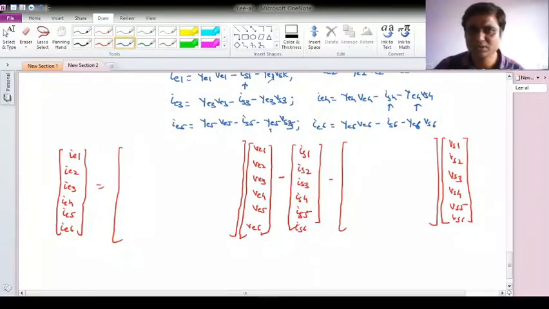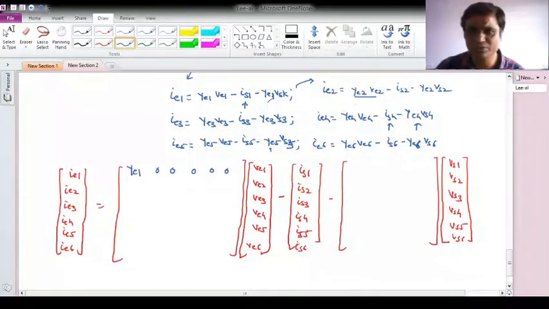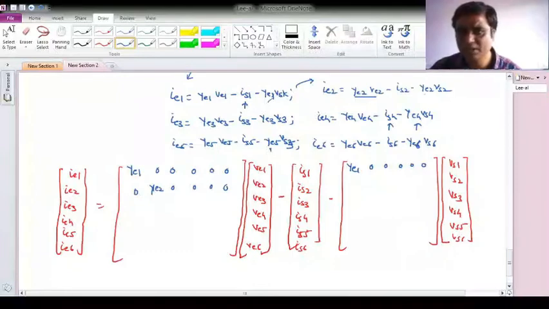So what will this be? I1 will be Y1 into V1, so it will be only Y1, and the others are 0: 3, 4, 5, 6. What about I2? I2 is only Y2, V2. And this is also IS1 is there, and minus Y1, so it is Y1, and all are 0: 3, 4, 5, 6. Similarly for IE2, what is there? Y2 into V2, and there is no multiplication with V3, V4, so all are 0. Similarly here Y2 with VS2, and all others are zeros.